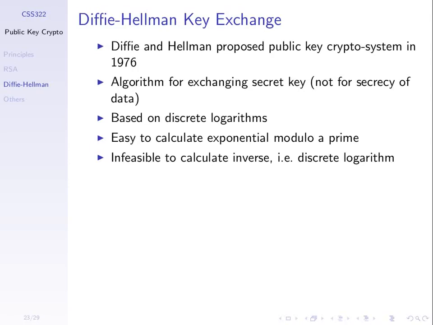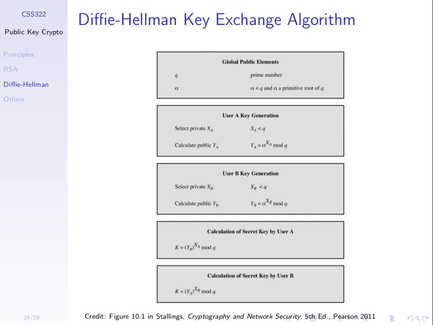Recall that the Diffie Hellman key exchange is a public key cryptographic algorithm. There are some public values, so we can think also there's a public and private key. For example, in the calculations, the algorithm specifies we select a private X and we calculate our public Y, the values X and Y, and we exchange the Y with each other. So X is part of our private key, Y is part of our public key in this case.